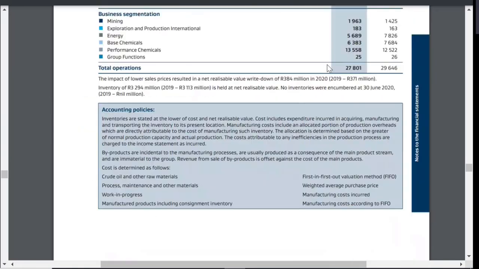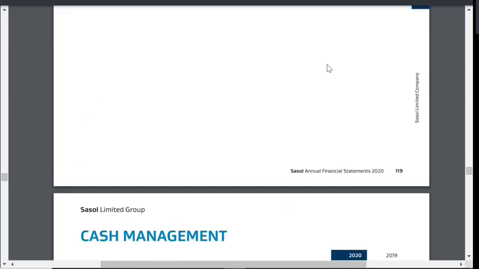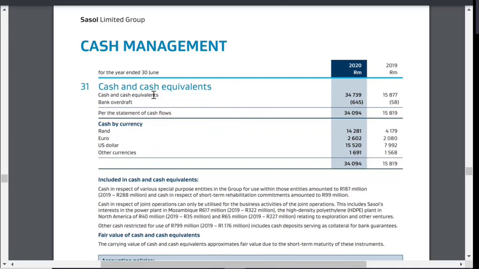So I'm just looking at the page, I just want to see note 31. Here we are. So basically, can you see what makes up that cash? What makes up that cash and cash equivalents? This is it. They had a positive balance of 34 million and they have a bank overdraft of 645. That makes 34 million. Can you see?